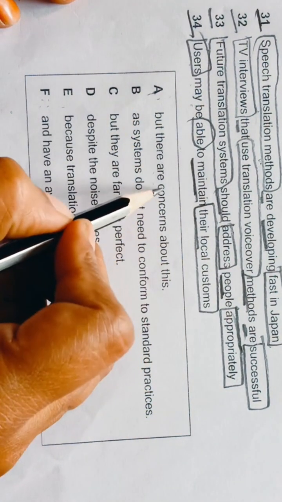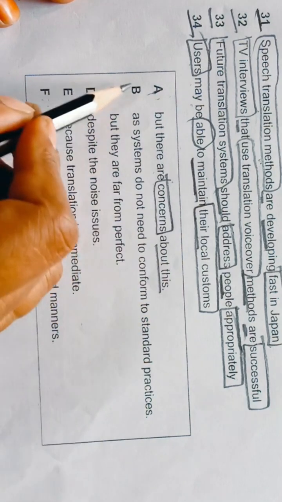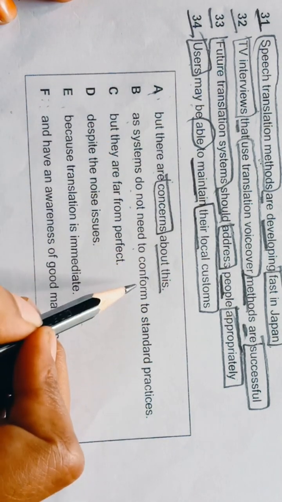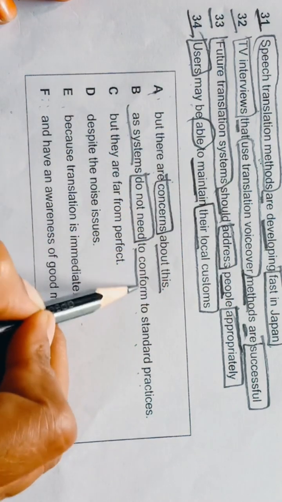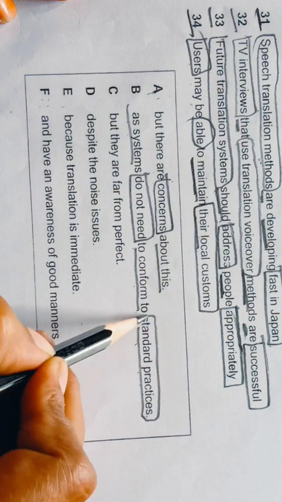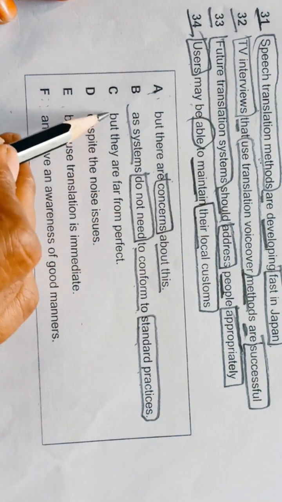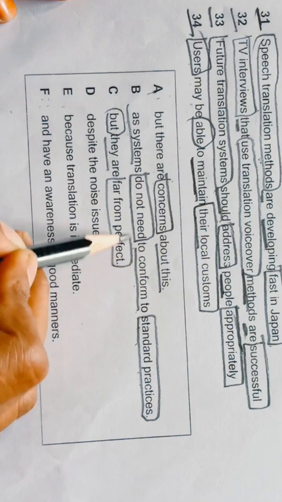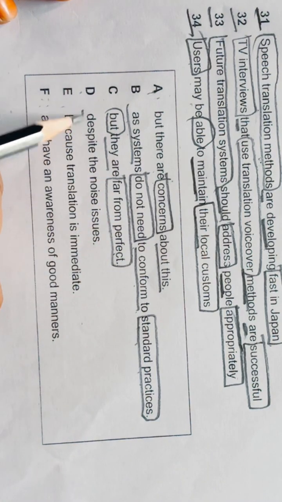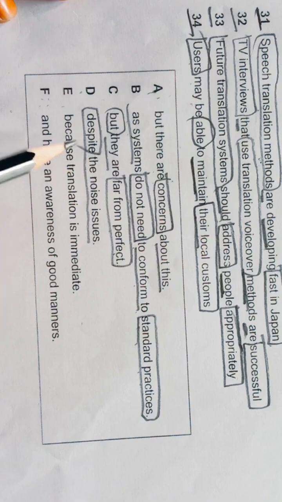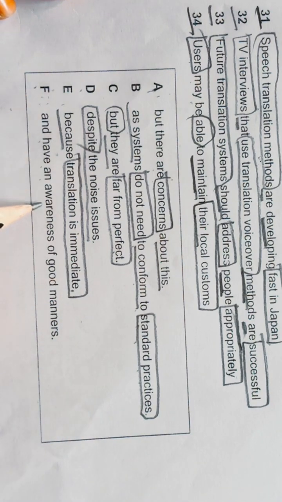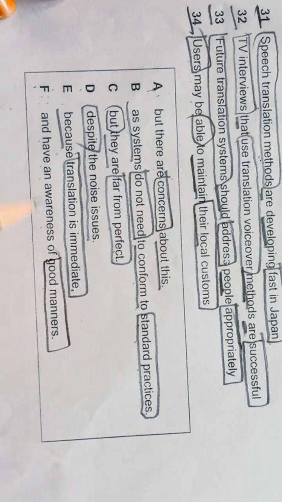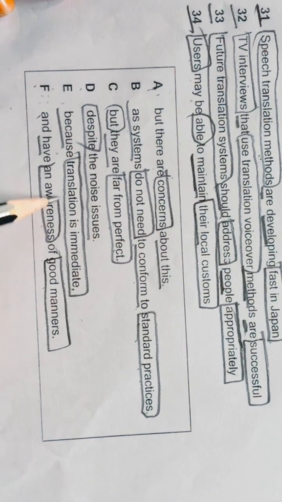A. But there are concerns about this. B. As systems do not need to conform to standard practices. C. But they are far from perfect. D. Despite the noise issues. E. Because translation is immediate. Immediate means spontaneous. F. And have an awareness of good manners.